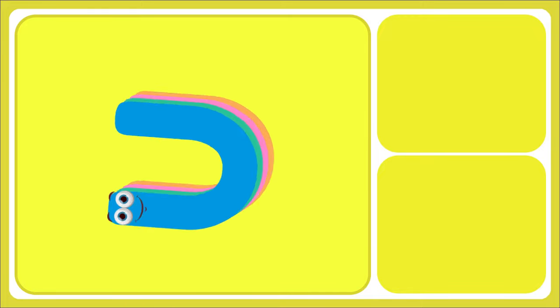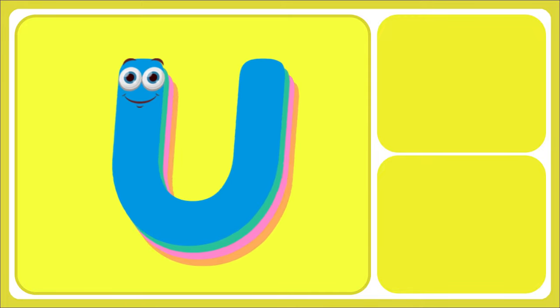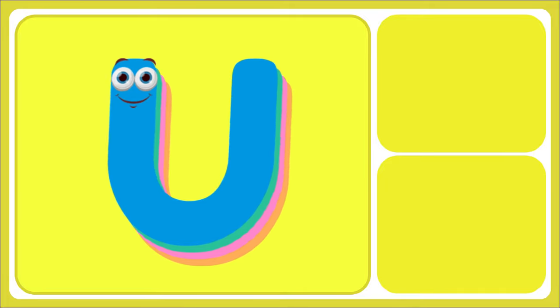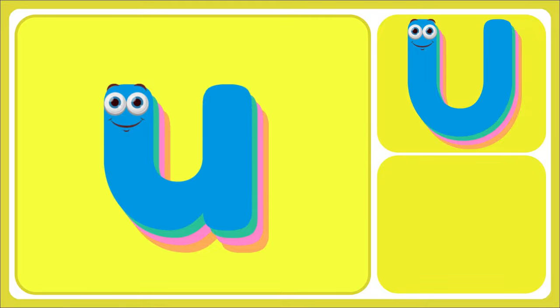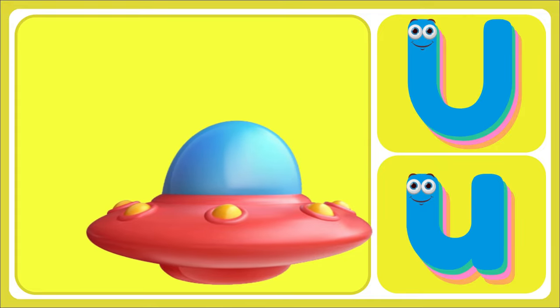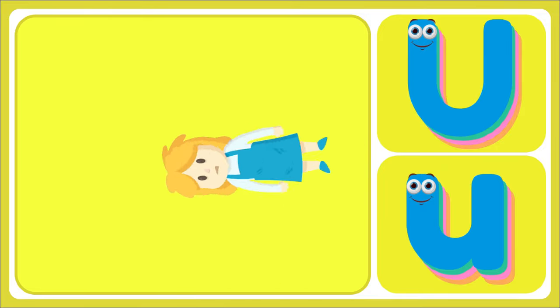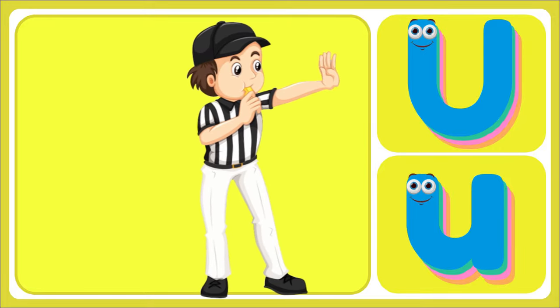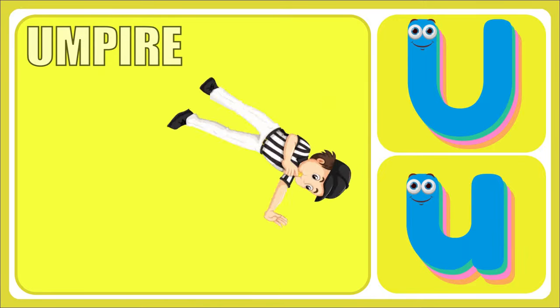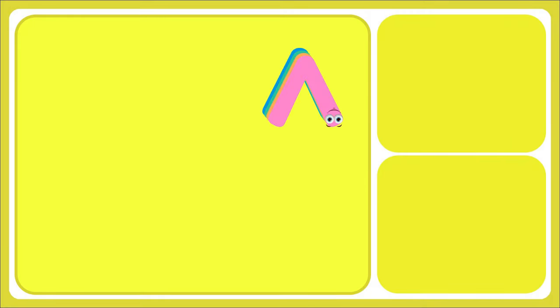Have you ever seen the letter U? Hi, I am letter U. And my sound is ah, ah, ah. And the words that start with me are UFO, UFO, ugly, ugly, umpire, umpire. Today we will learn alphabets and their sounds.